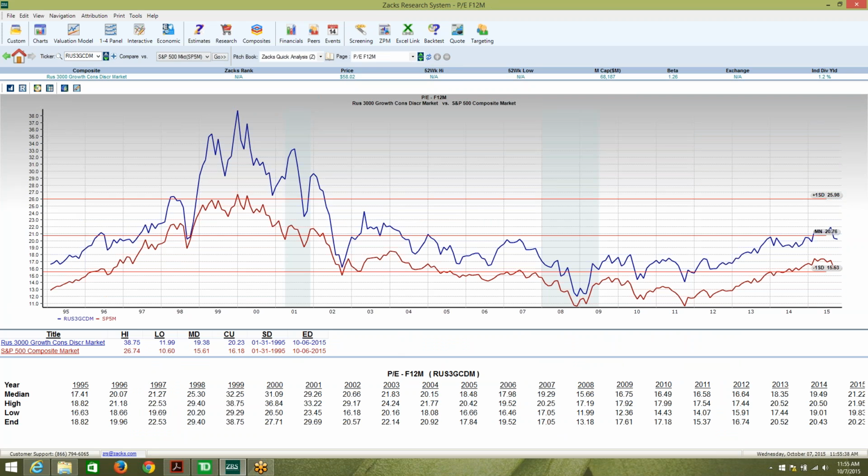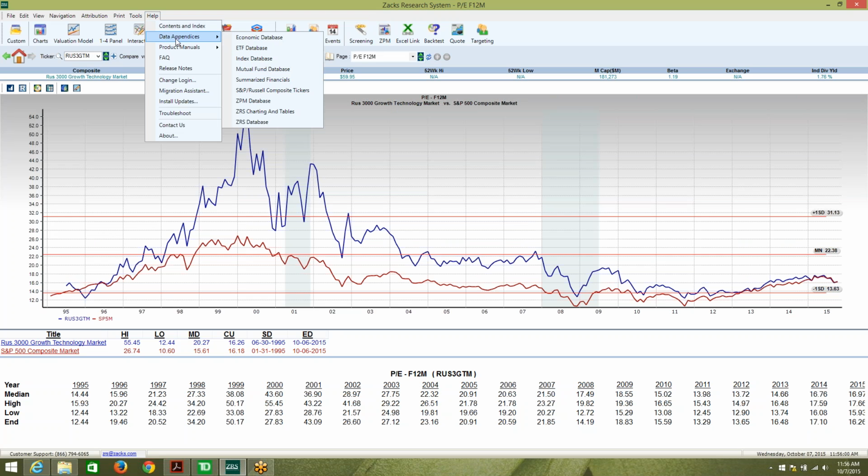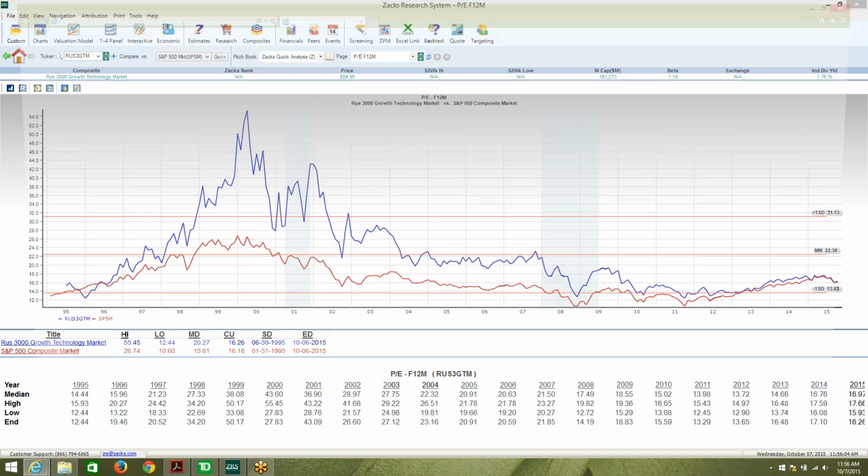All Zacks data displays, including fundamental charts, tables, and graphs as you see here, populate based on the bottom-up weighted average, which can reveal insightful information about important developments in the equity markets. To see a complete listing of our library of composites, click Help on the ZRS toolbar, and under Data Appendices, select S&P/Russell composite tickers.